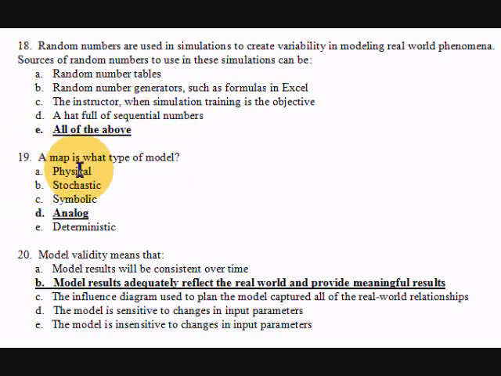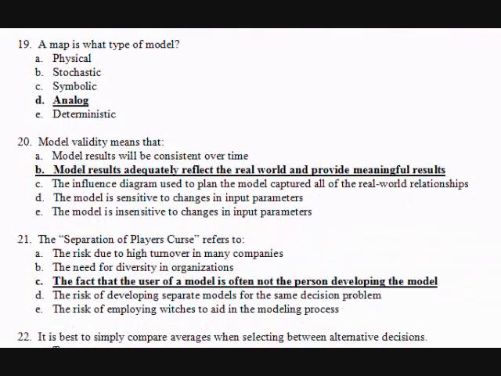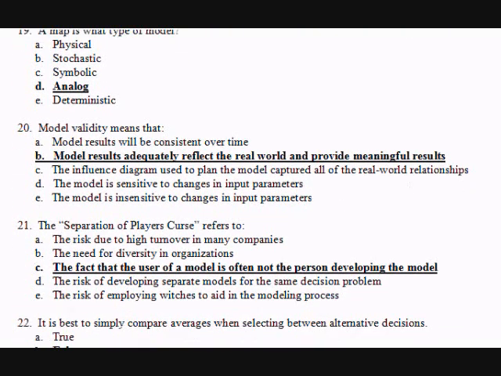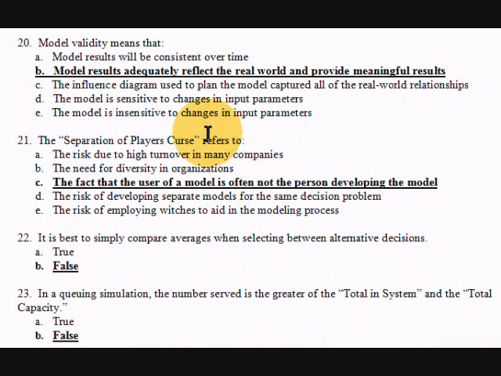All right, and a map is what type of a model? We covered this a number of different times, also covered in the book. I think even the book actually has map listed as one of the analog types. So that one should have been a slam dunk for most folks. And then number 20, model validity, means that it accurately reflects the real world and provides meaningful results.